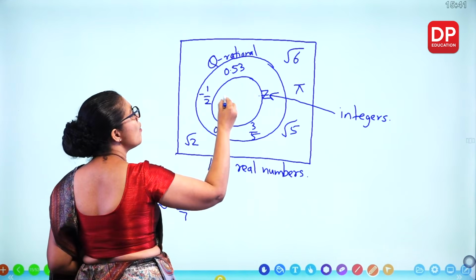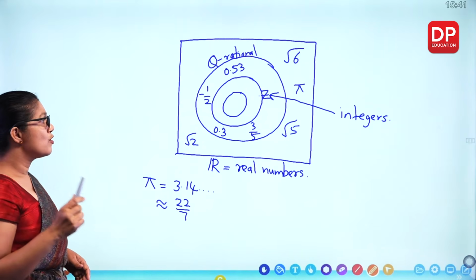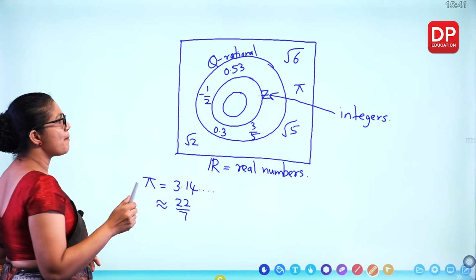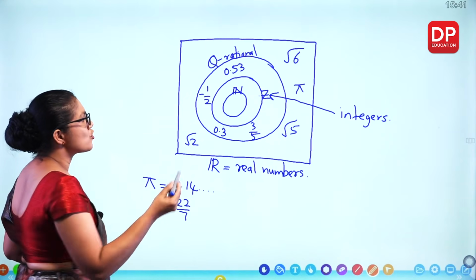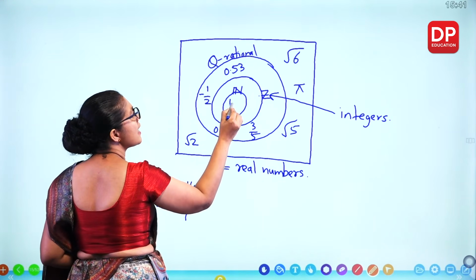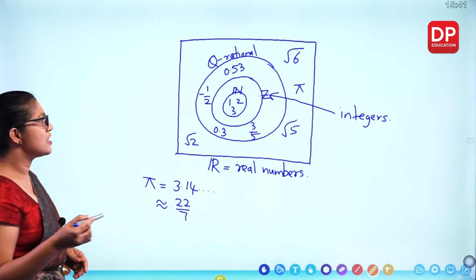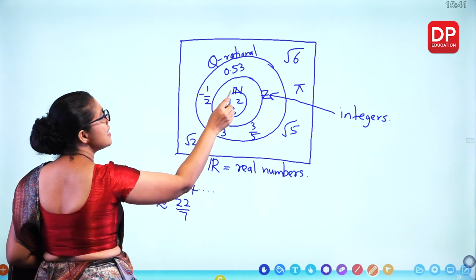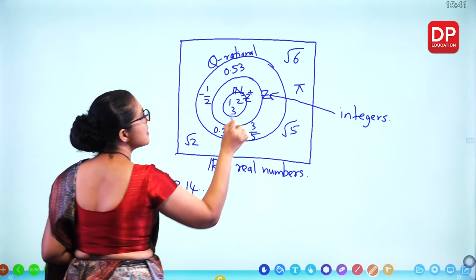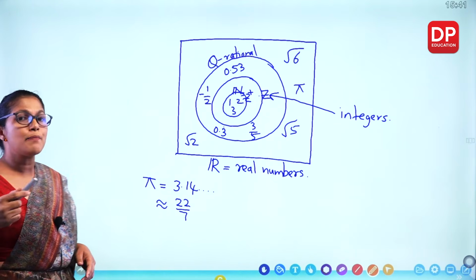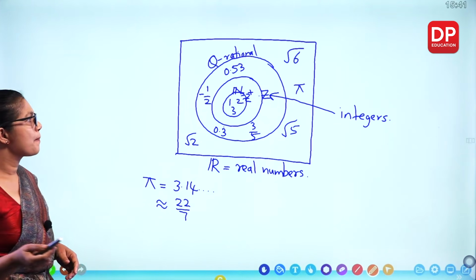Now inside integers, there's another set we learnt. Those are called natural numbers, denoted by N. Counting numbers. So here inside natural I can put 1, 2, 3, any positive integer. Or instead of N, I can write Z plus, because Z plus means positive integers, which are the same as natural numbers.